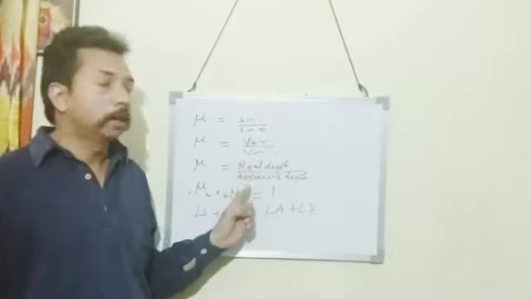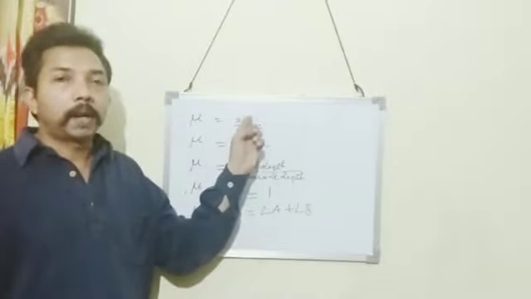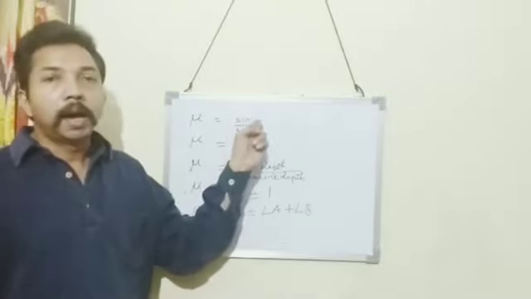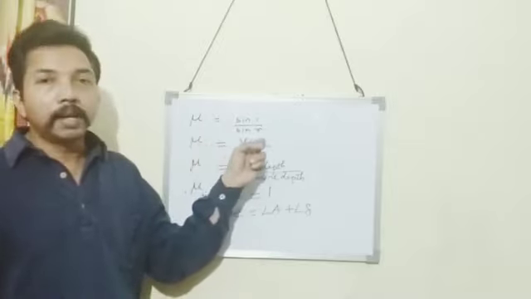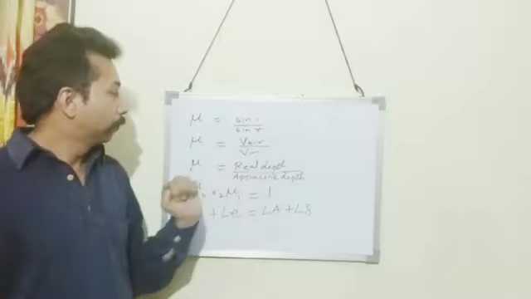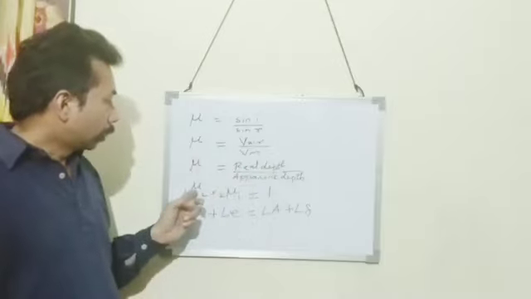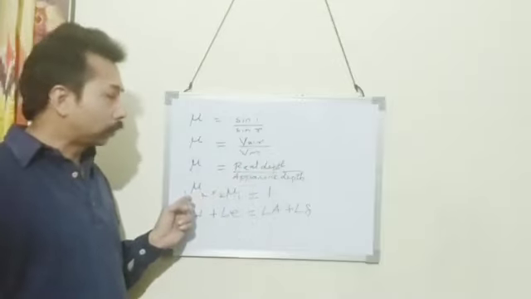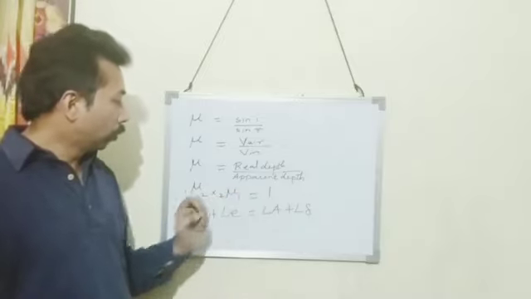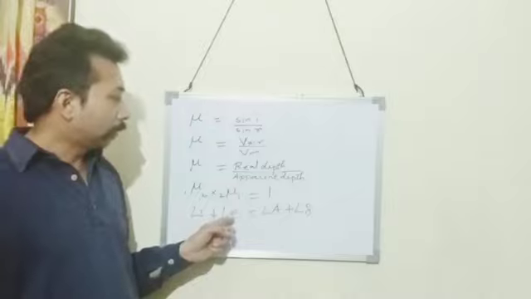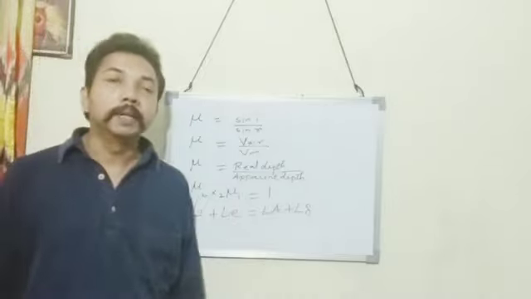Once again I repeat the formulas. Refractive index equal to sin I by sin R. I stands for angle of incidence and R stands for angle of refraction. Then refractive index is equal to speed of light in air upon speed of light in the medium. Refractive index is equal to real depth upon apparent depth. Refractive index of second medium with respect to first into refractive index of first medium with respect to second is equal to 1. Then angle of incidence plus angle of emergence is equal to angle of the prism plus angle of deviation.